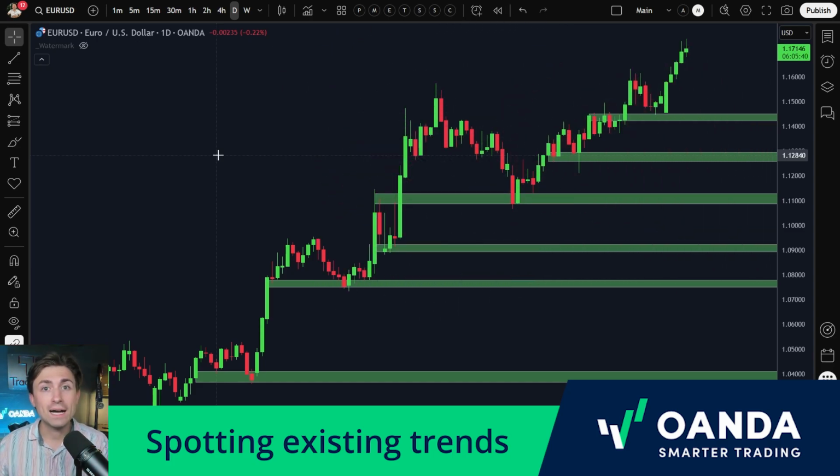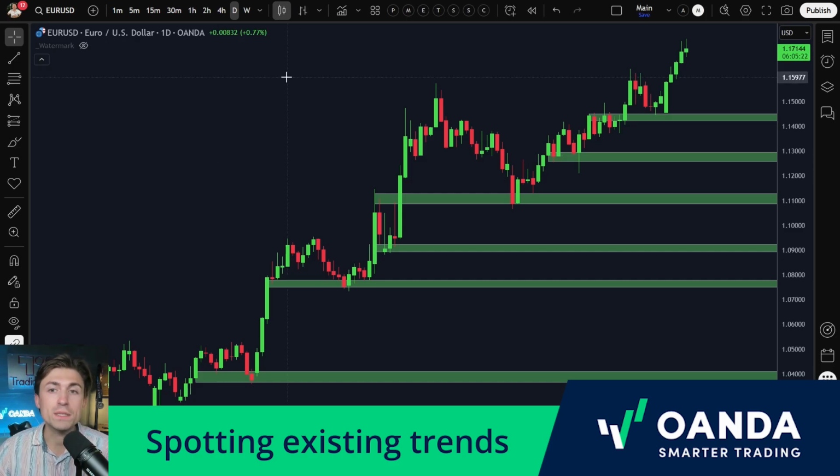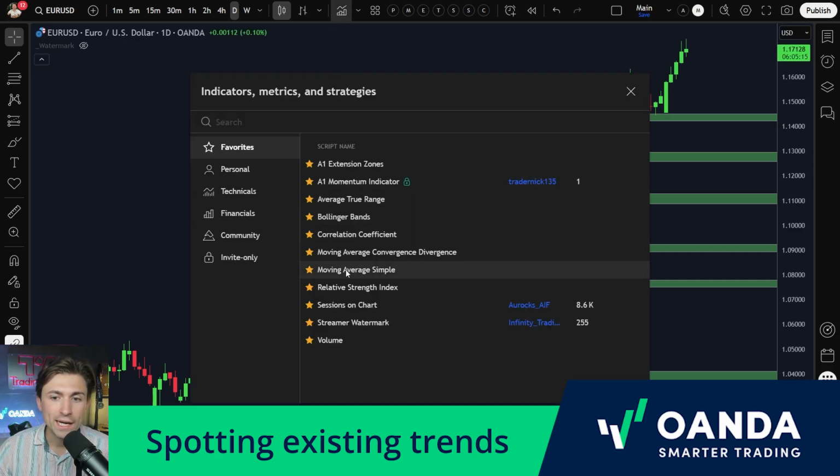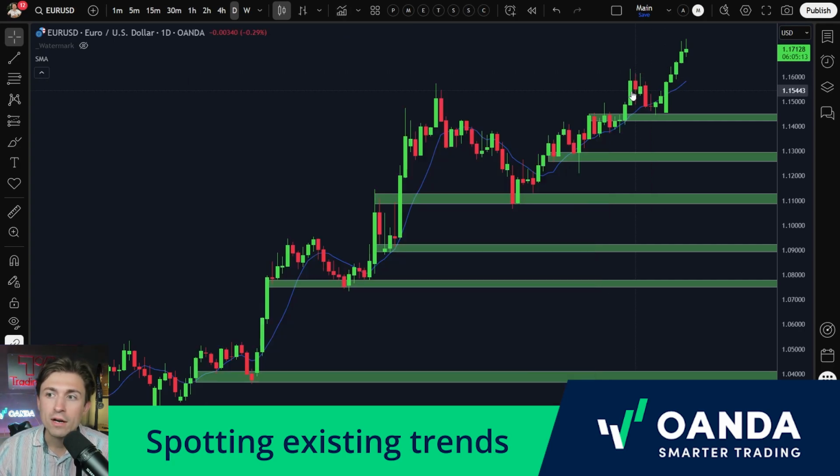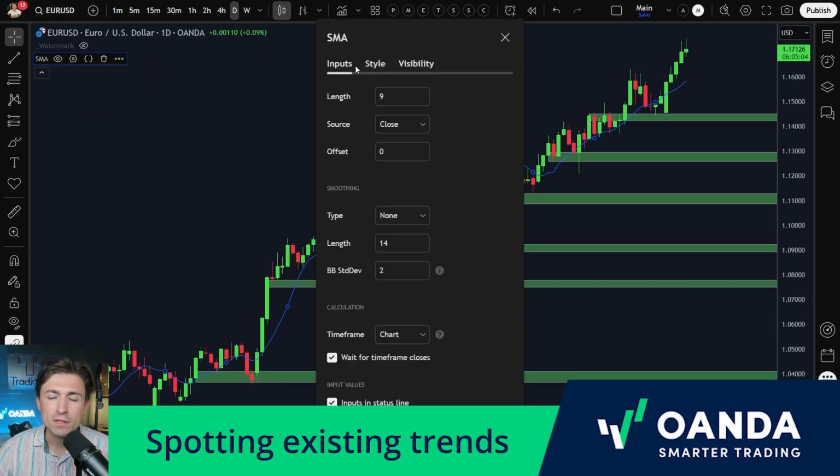But to give you a high level recap of how to spot trends first, here's a couple ways that we can do it. A simple way to spot trends would be to employ a simple moving average. Check this out. If we go to indicators here on TradingView, we can apply a moving average simple here. And then what we can do here is we can adjust it by double clicking or clicking the gear in the top left. Once I've opened up this gear, you can see I have an inputs, style, and visibility tab.